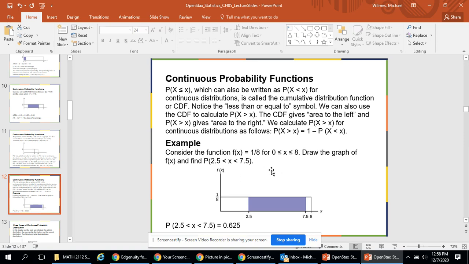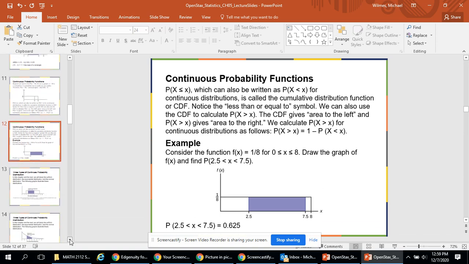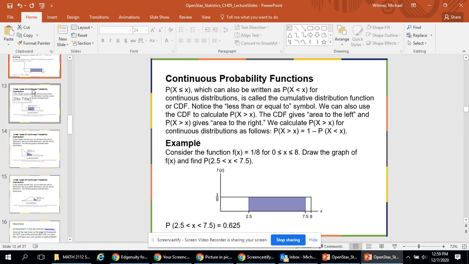So here's another example. Different function, f of x equals 1/8 from 0 to 8. Draw the graph from 2.5 to 7.5. So we find 2.5, we find 7.5, we shade that in, then we calculate that area. The difference from 2.5 to 7.5 is 5. 5 multiplied by 1/8 is 0.625. We'll talk more about that CDF in just a moment.